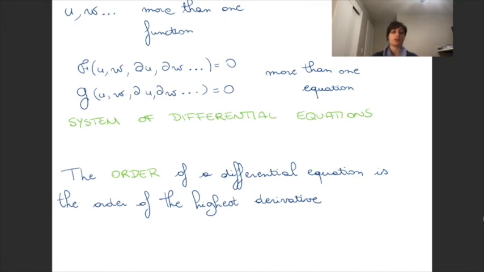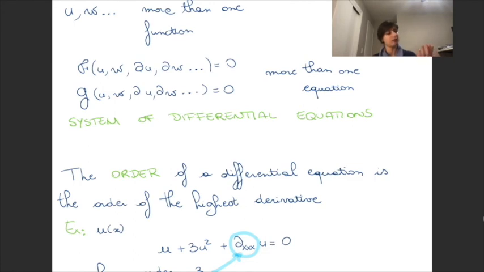The order of a differential equation is the order of the highest derivative in that differential equation. So let's make an example. If we're talking about an ODE, an ordinary differential equation, so we are taking a function u of x, and the differential equation is u plus 3 times u squared plus the third derivative of u equal to 0. This has order 3 because the highest derivative is the third derivative.